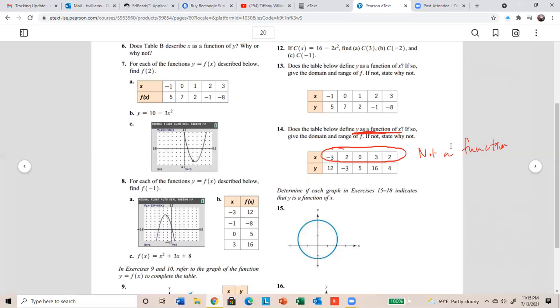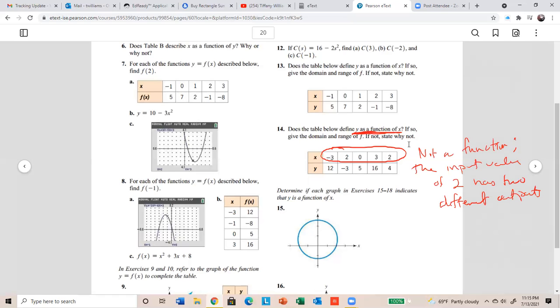And the reason for that is because the input 2 has 2 different outputs. That's the mathematical terminology behind it. So the input value of 2 has 2 different outputs. Or in other words, your x values are going to repeat.